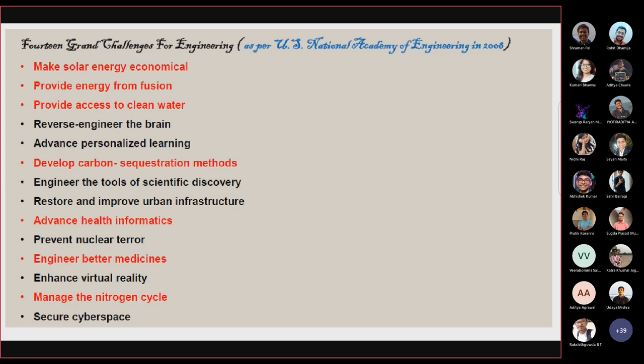Engineering for better medicines and managing the nitrogen cycle. I can talk about many, many examples, but out of the 14, 7 are directly related to chemical engineering problems, or chemical engineers can give a solution to these. What I wanted to highlight from different angles is that chemical engineering and chemical process industries play a crucial role. I'm just trying to emphasize that point through various angles.